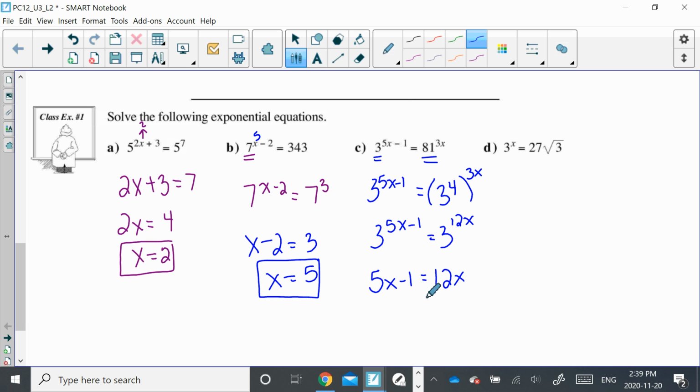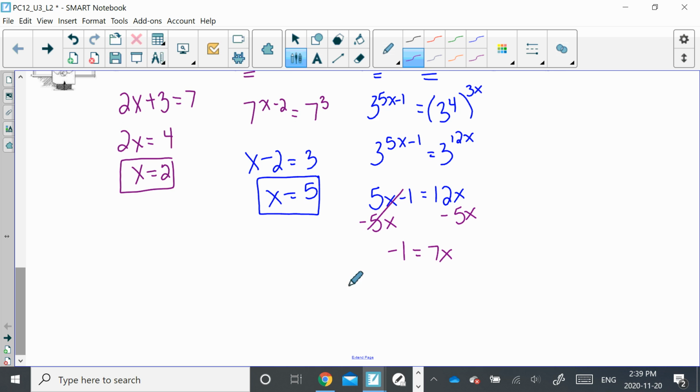We want to get the x's together. So I'm going to subtract 5x. I'm going to join my like terms. So x's would be considered like terms. And I'm going to have negative 1 is equal to 7x. I need to isolate x by getting rid of that 7. And I'm going to have x is equal to negative 1/7.